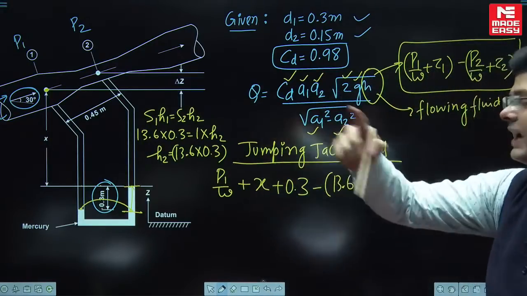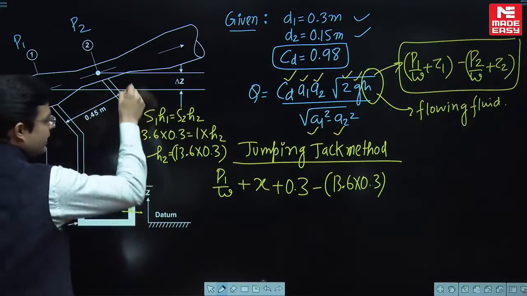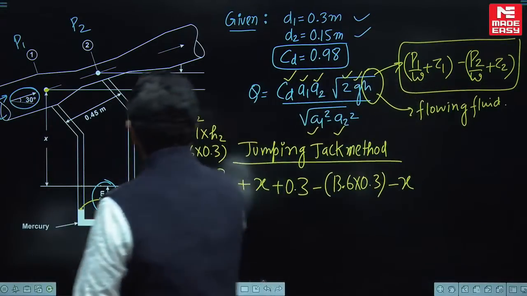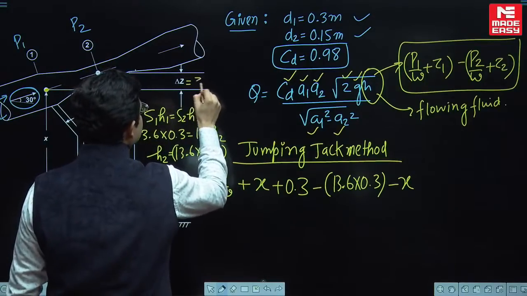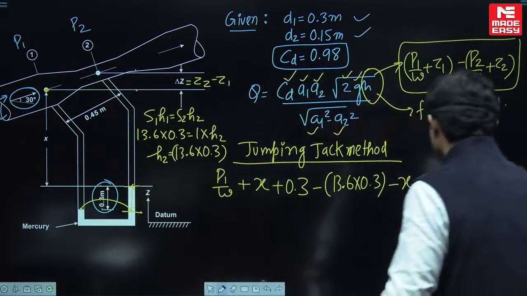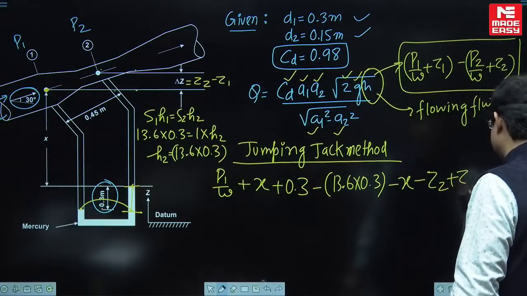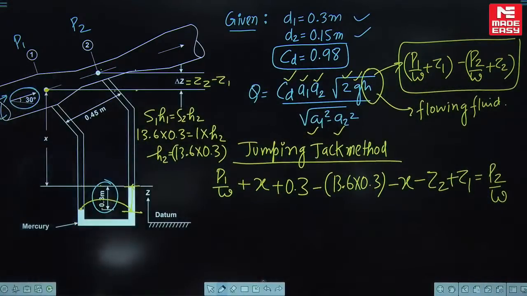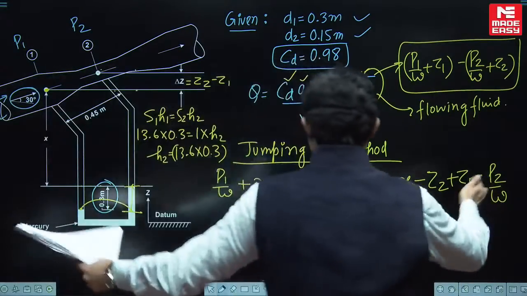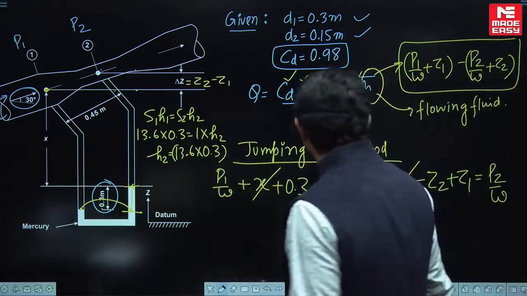You're doing all the pressure calculations in terms of head of water. Now from here to here vertically up, again minus X, and again from here to here vertically up. What will be this delta Z? Delta Z will be Z2 minus Z1. So minus Z2 plus Z1 is equal to P2 by W. Now comes the beauty. X has cancelled out completely. What we need to find is the piezometric head difference. If we get that, it will be great.